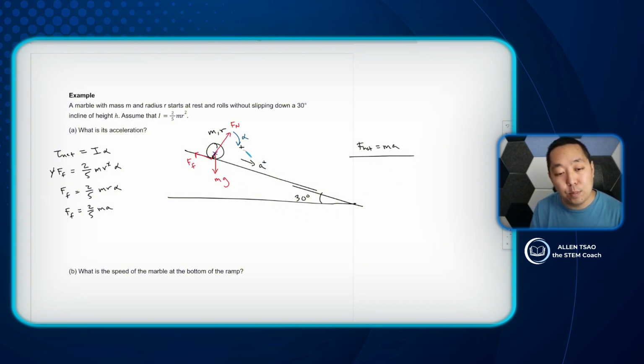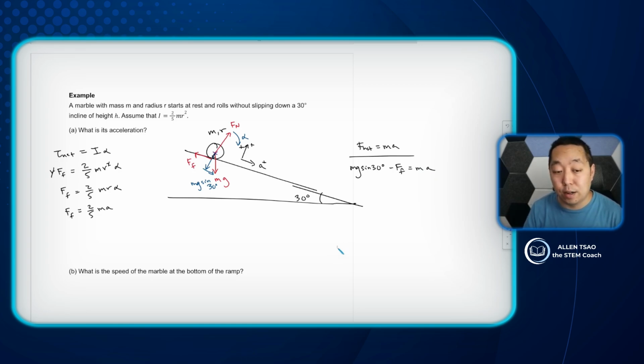If we make down the positive direction, what do we have to do with our forces? Well, we have to decompose mg into mg sine 30 degrees and mg cosine 30 degrees, but I only care about the force down the ramp because that's the acceleration. So mg sine 30 degrees is down the ramp, so it's positive. Force of friction is up the ramp, so it's negative, and that's equal to mass times the acceleration, right?